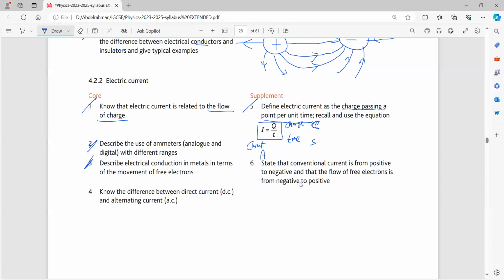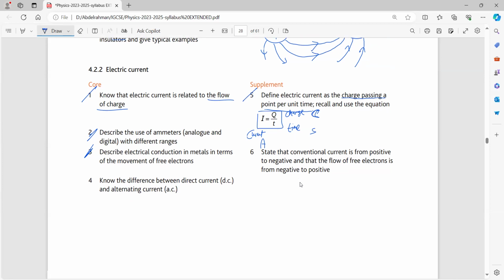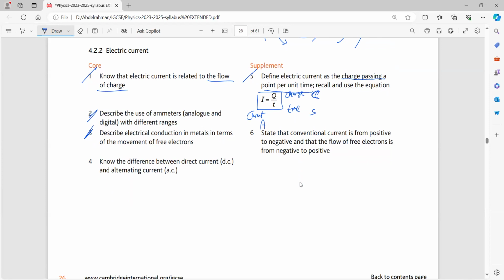State that the conventional current is from positive to negative, while the free moving electrons are from the negative to the positive. Okay, this is a point which you tend to forget. If I had a battery, for example, connected to a lamp, this is the positive end and this is the negative end. If I ask you to draw the conventional current, this will be the conventional current, or the current.